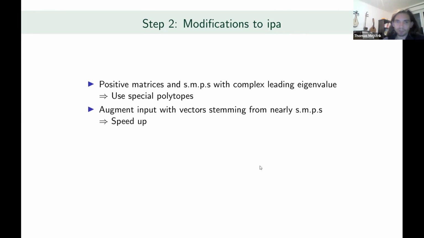Then we can also add extra vertices to our polytope from the very beginning. So in the example we've seen, where we constructed the invariant polytope, we started with the line segment. And the line segment is unlikely to be an invariant polytope. So by starting with something slightly larger at the beginning, the algorithm usually is much faster.